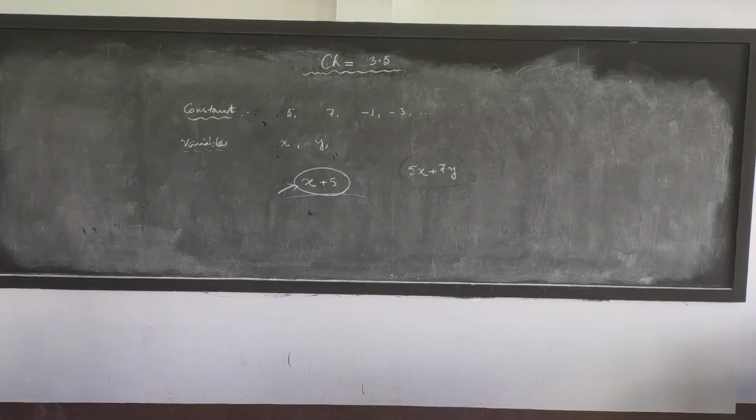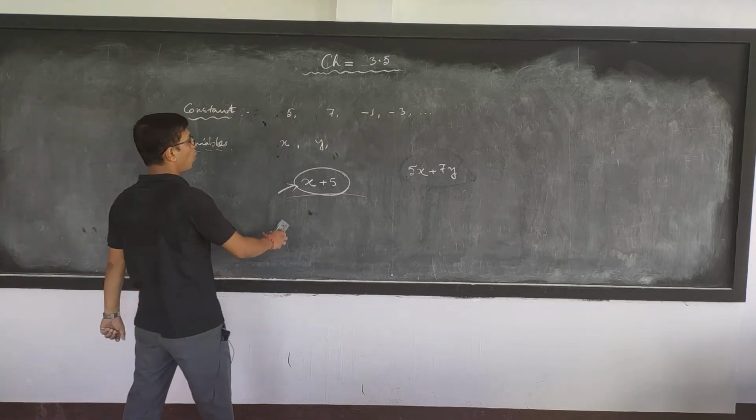What are polynomials then? You can write the definition of a polynomial as an algebraic expression in which the variables involved have only non-negative integral powers. Whatever the variables involved, they will have a non-negative integral power. That means the powers are whole numbers.